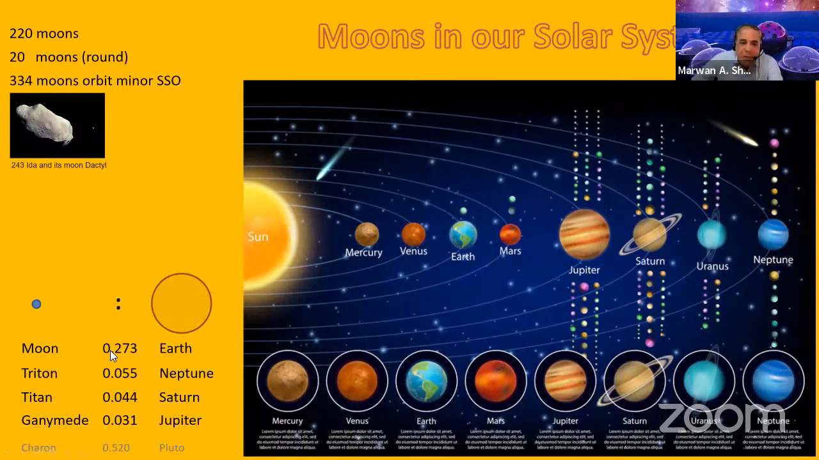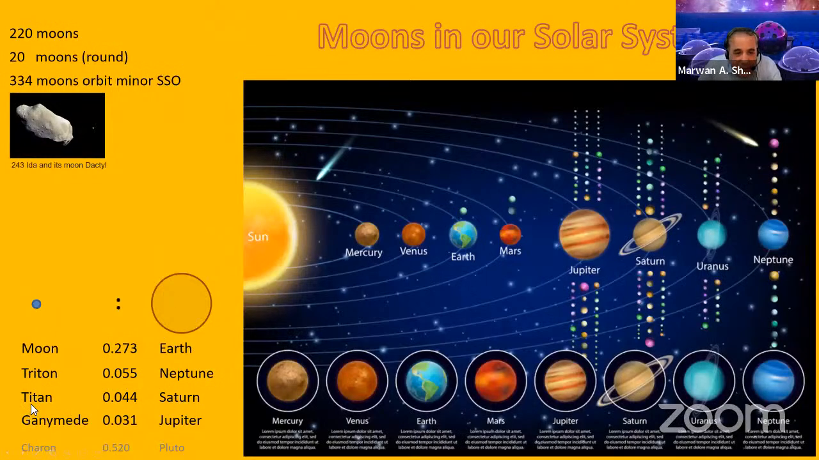Earth, it is about one fourth, or 0.27 compared to the Earth. So the diameter of the moon is about 0.27 the diameter of the Earth. For Neptune, the largest one is too small, as you see, 0.05 of Neptune's diameter.